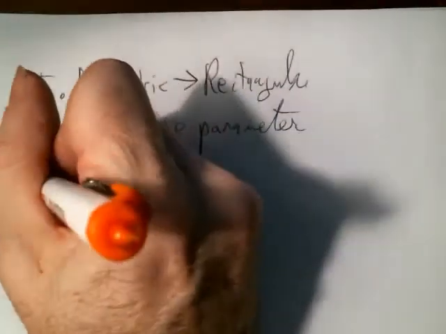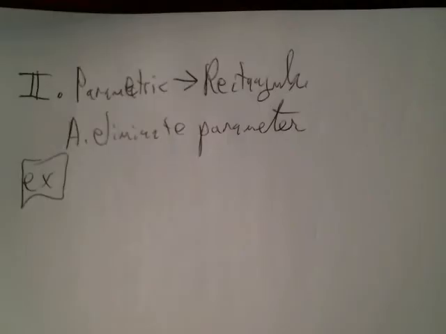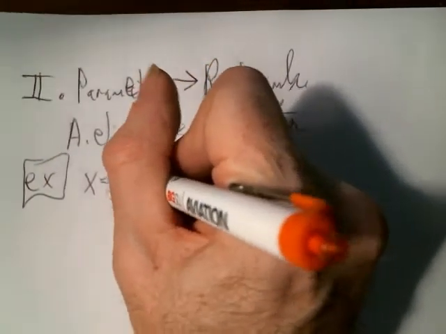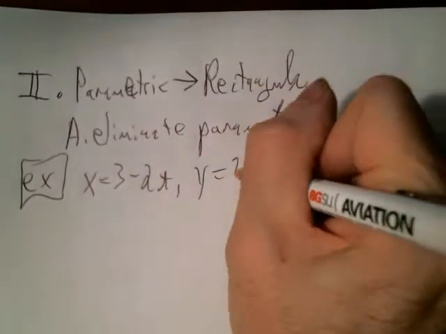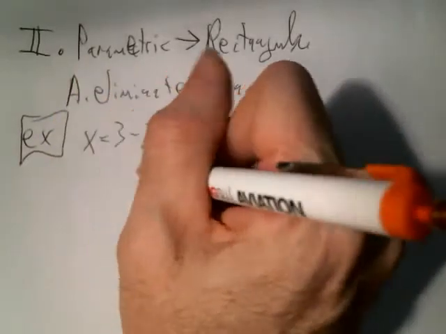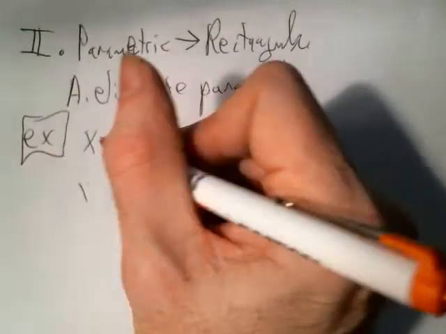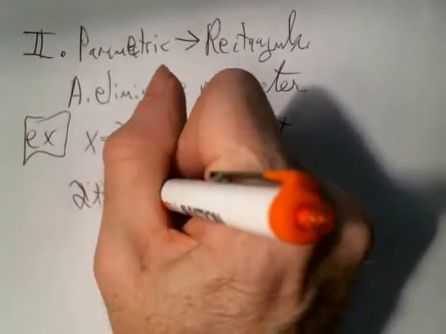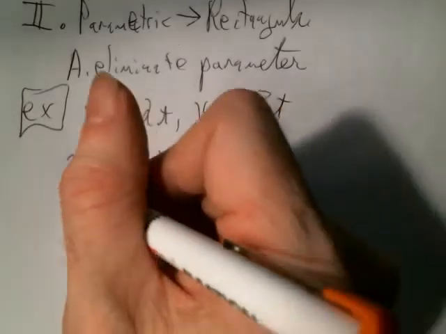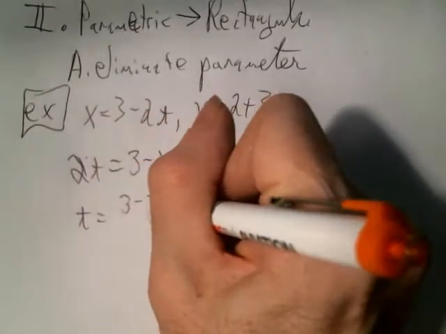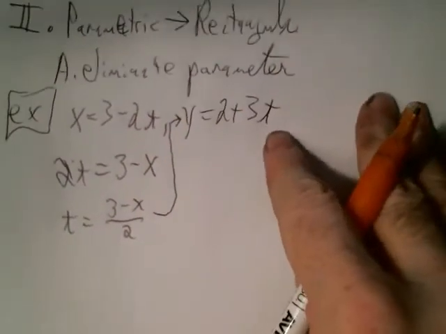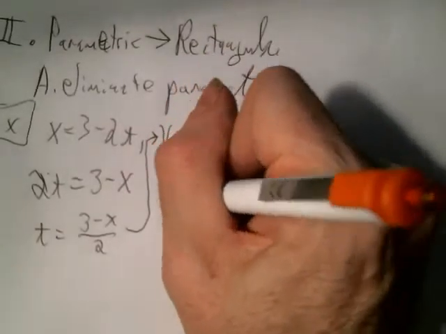Okay. So for example, going back to the first example I was playing with there, x equals 3 minus 2t, and then y equals 2 plus 3t. We can solve for t in this equation. So x, let's go with 2t, add 2t to the other side, and then subtract x from both sides. And divide by 2, so t equals 3 minus x over 2. And then take this guy and plop him in there, eliminating that parameter. Okay, and then it'll be in terms of y and x.